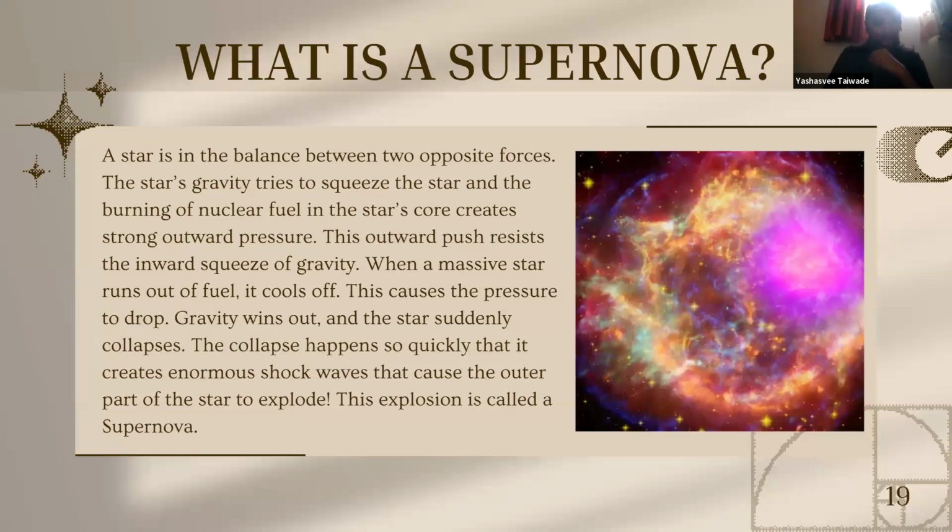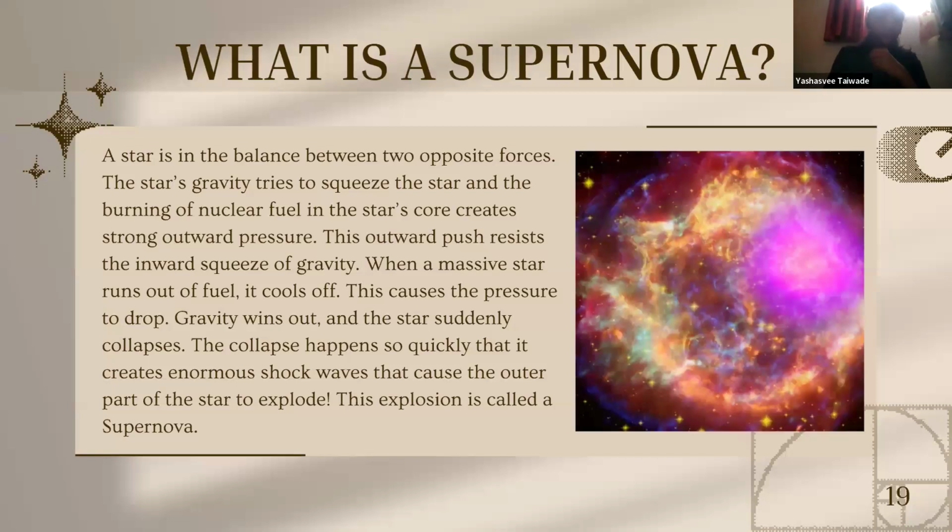But there is an opposing force to it, which is the burning of the nuclear fuel in the star's core, which creates an outward pressure, and it creates a strong outward pressure. Mostly these two forces are in equilibrium. But as the star's size increases, this outward pressure is in general more. As the life of the star is ending, this pressure increases. So this outward push resists the inward squeeze of gravity.